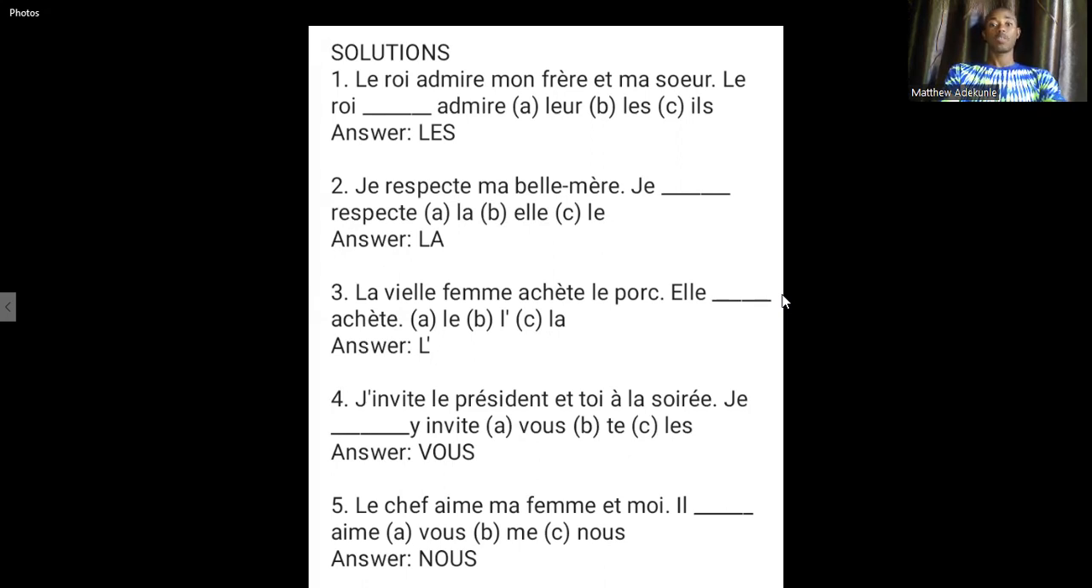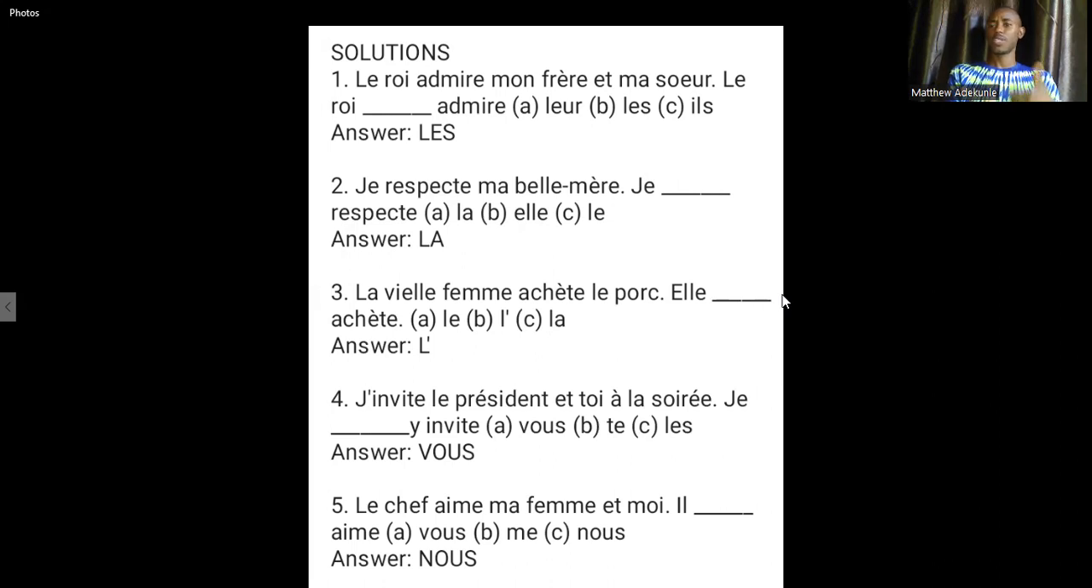So, "Le roi admire mon frère et ma soeur", right? The king admires my brother and my sister. So the king admires them. We are talking about my brother and sister now, so that will come with "les". "Le roi les admire." Numéro 2 là, "je respecte ma belle-mère", right? I respect my mother-in-law. So how do we say I respect her? "Je la respecte."